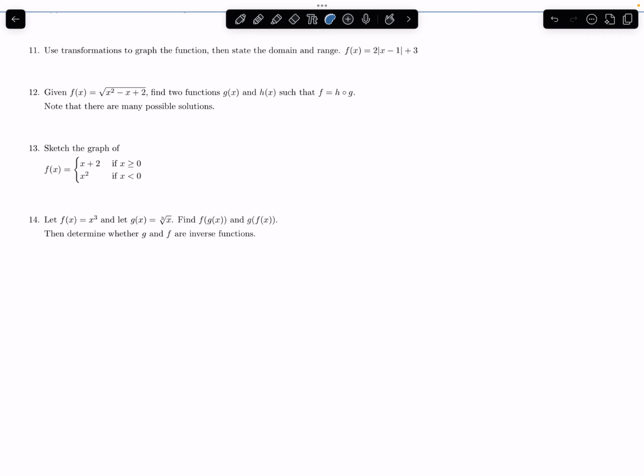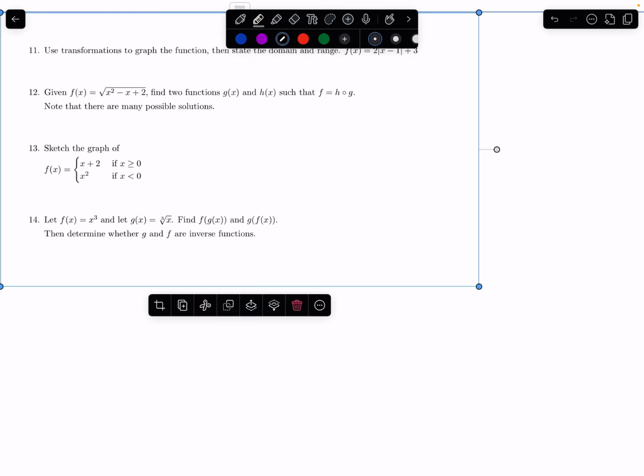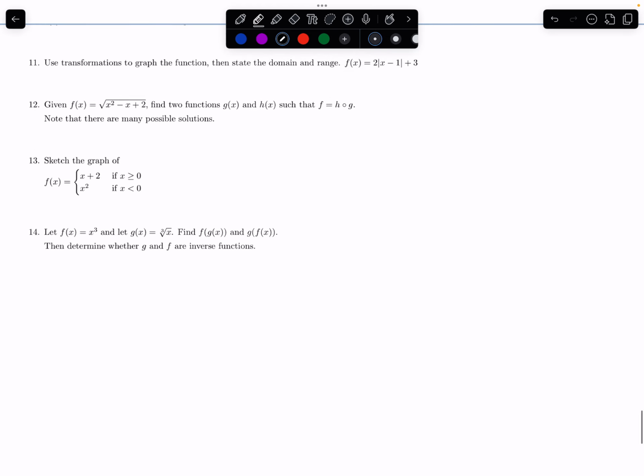Okay, guys, let's wrap up chapter 1 part of the review. First 14 questions. Number 11 is next. Okay, this one says use transformations to graph the function, state domain, and range. Oh, this is an easy one.